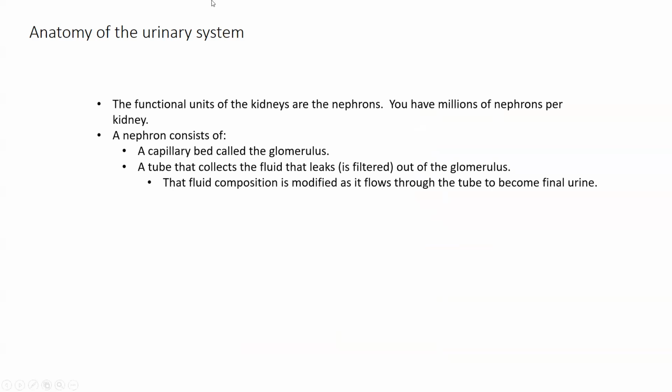Each nephron consists of a capillary bed called the glomerulus. Glomerulus. Fluid leaks out of the glomerulus and is collected into a tube, and as that fluid flows through the tube, its composition is altered until it becomes final urine. The filtering happens in the capillary bed called the glomerulus, and then the initial fluid that leaks out of the glomerulus is modified to become final urine.